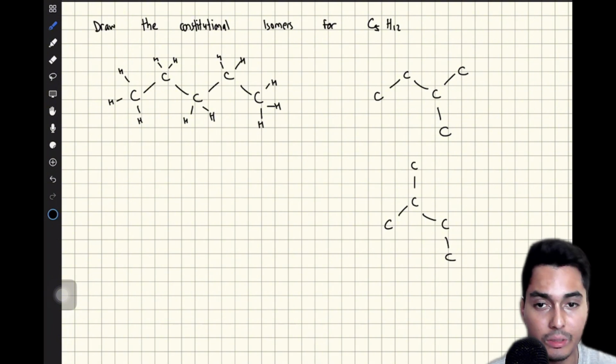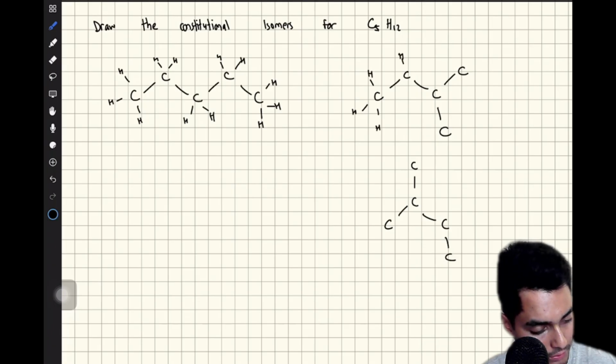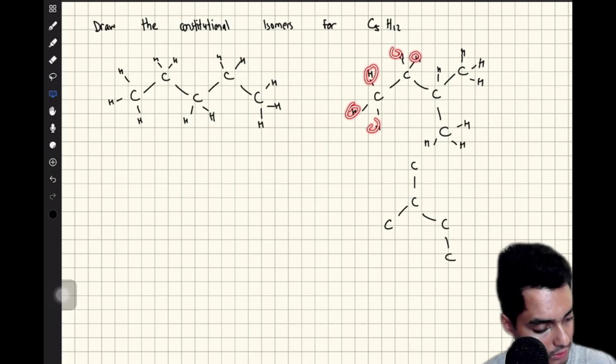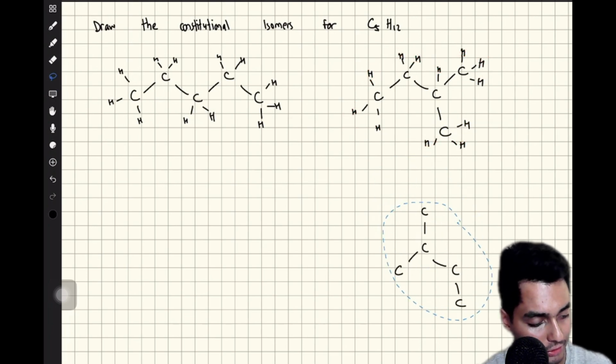Okay, so this is going to be our first isomer, everyone. This is going to be called n-pentane. And then the next one I'm going to fill out is this one here. So we're going to have 1, 2, 3, 4, 5, 6, 7, 8, 9, 10, 11, 12. This is C5H12. So that's going to be our second isomer, everyone.